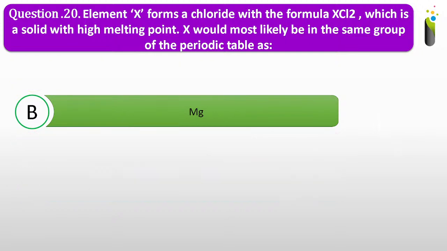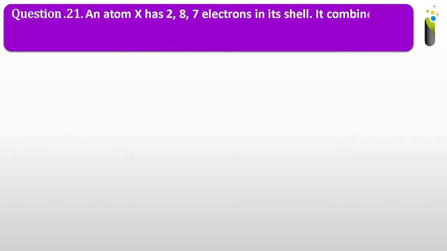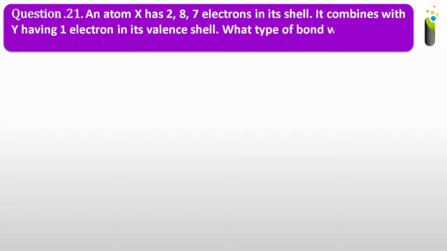So the correct answer, question number 20, is B. It's magnesium. Coming to the next question, number 21. An atom X has 287 electrons in its shell. It combines with Y having one electron in its valence shell. So what type of bond will be formed between X and Y?